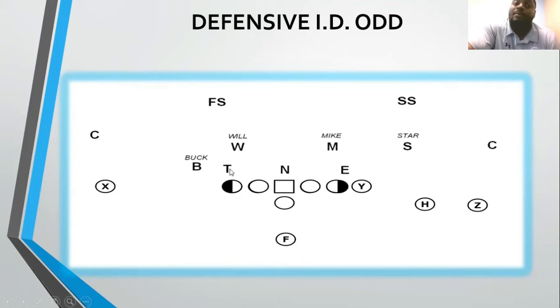Your tackle bumps out. He plays over the offensive tackle. Your nose usually gets head up over your center. And then your defensive end gets over the tackle. So that's what makes it odd. You have a 3 down front now. Your star, your Mike, and Will are still pretty much the same. So that's our odd recognition when we're talking about defensive recognition.